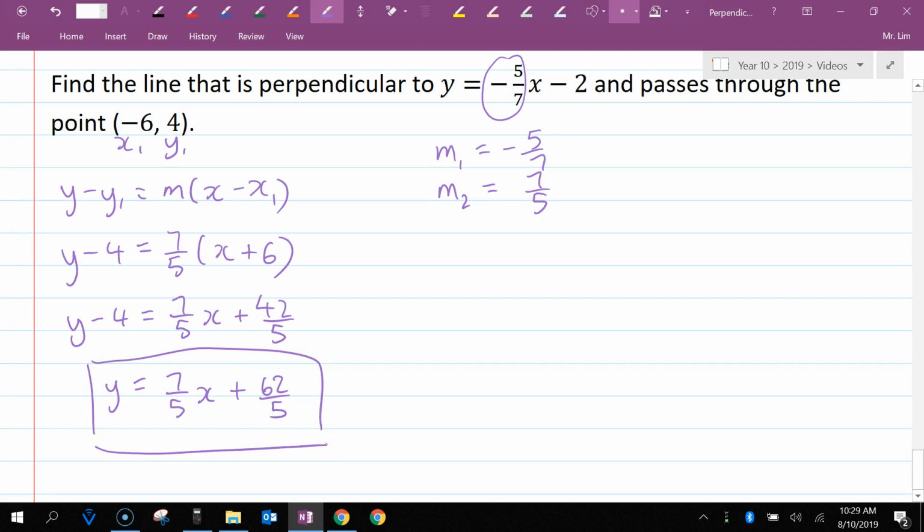So by now you should know how to find the equation of a line that's parallel to another line and find the equation of a line that's perpendicular to another line. And that's it for this video.